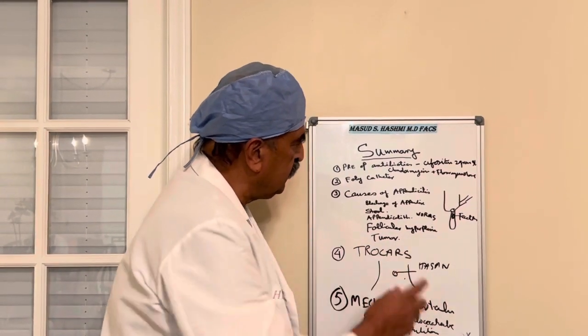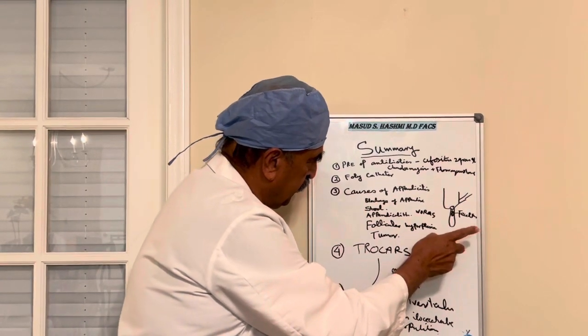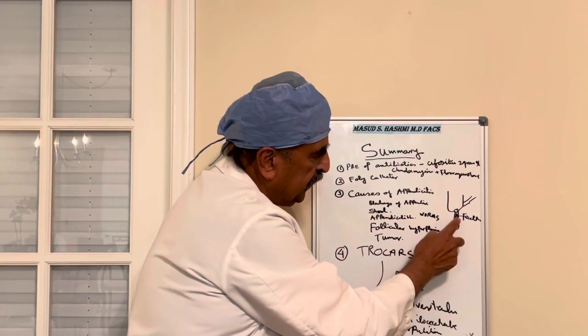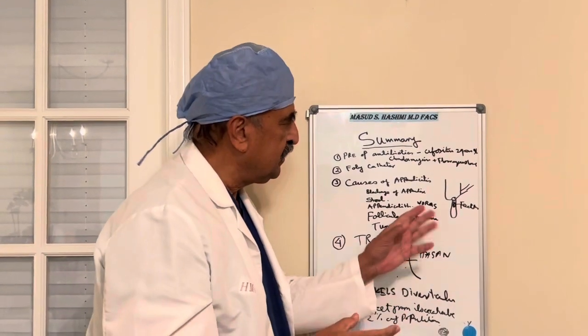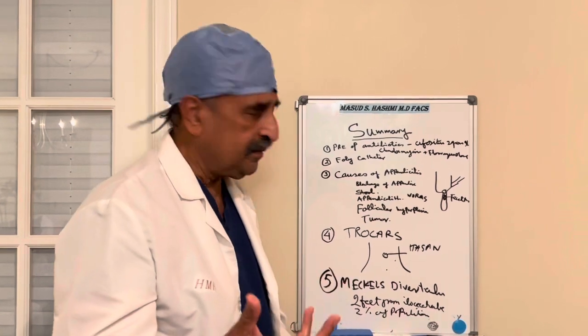So what are the causes? You could block it with stool, a blockage by what we call a fecolith. If you see a fecolith, which is like a stone in the appendix, it's like a 100% diagnosis for appendicitis.